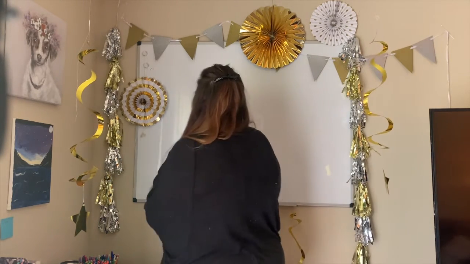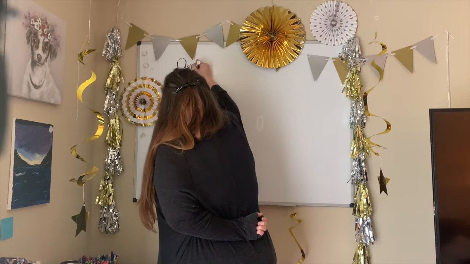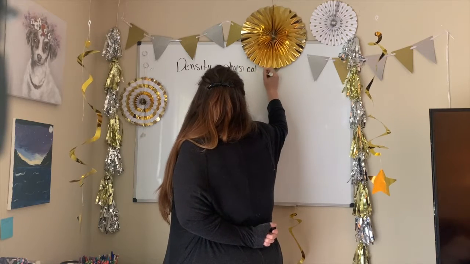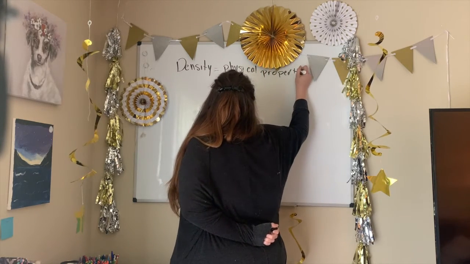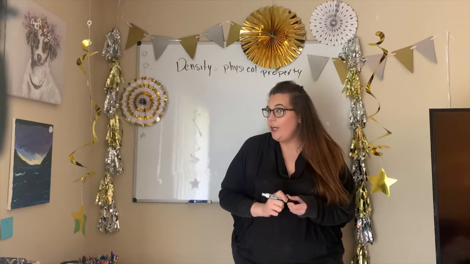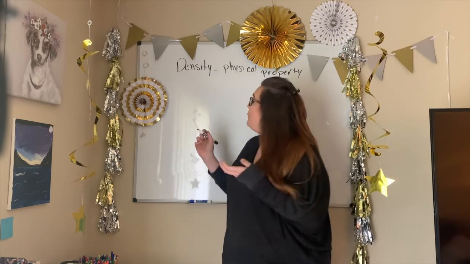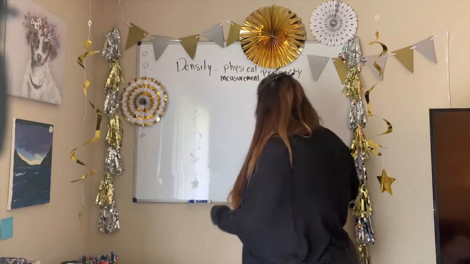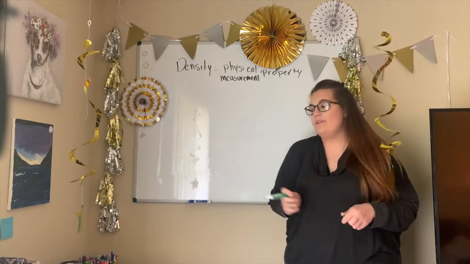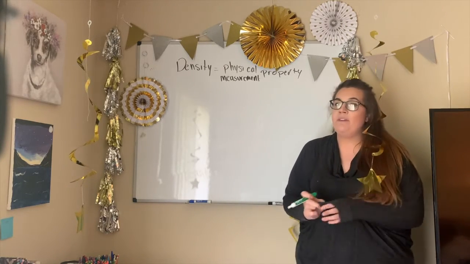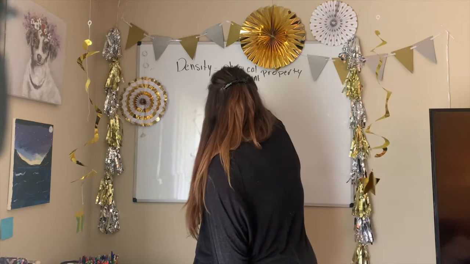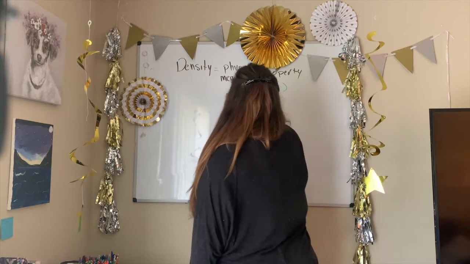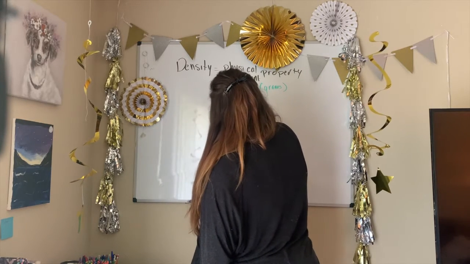So first, we need to know what density is. Density is a physical property. That means it's something that we can observe and measure. It is a measurement. What we do with it is we know that it is the amount of stuff in an amount of space. When we say stuff, that means it's a mass. Mass we measure in grams. In space, that's our term for volume.